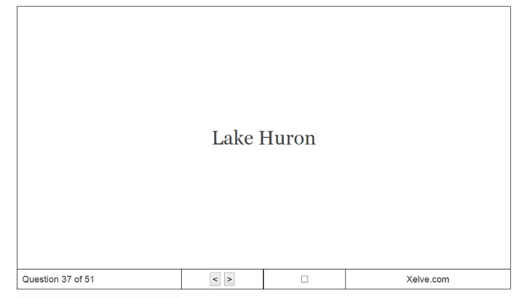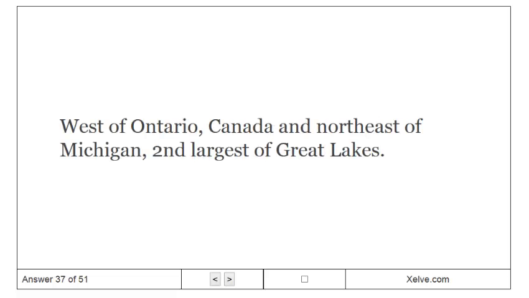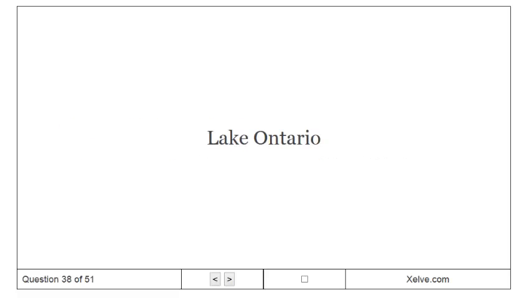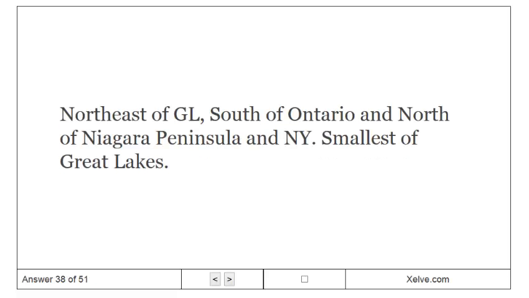Lake Huron, west of Ontario, Canada and northeast of Michigan, second largest of the Great Lakes. Lake Ontario, northeast of Erie, south of Ontario and north of the Niagara Peninsula and New York, smallest of the Great Lakes.